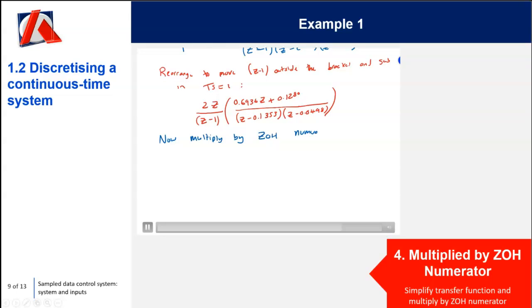Now I'm going to multiply it by the zero-order hold numerator. So this is what we had at the beginning, z to the minus 1 over z. And what you'll notice is this z to the minus 1 and this z to the minus 1 cancel, and this z here and this z also cancel.